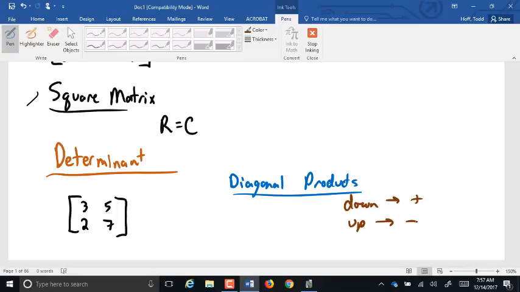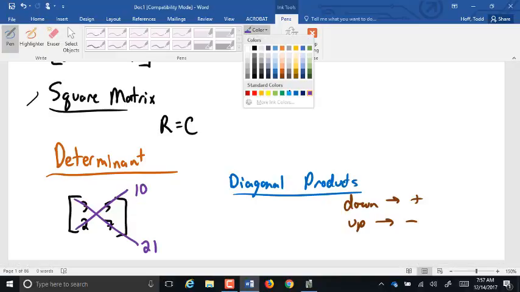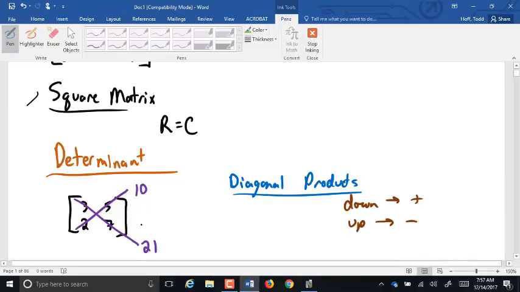So in this matrix, in a 2 by 2 matrix, it's very simple. There is one down diagonal, that'd be 3 times 7, right? Which is 21. So that's your down diagonal product. And there's one up diagonal. 2 times 5 would make 10. Because when we go to combine them, the 21 stays positive. We subtract the up, the 10. So 11 is the determinant of that matrix.